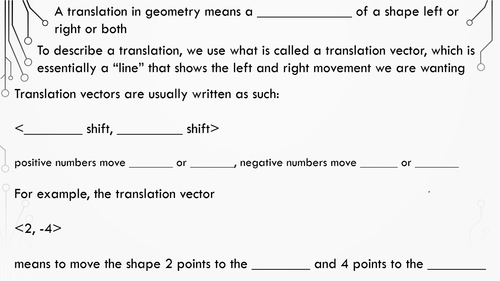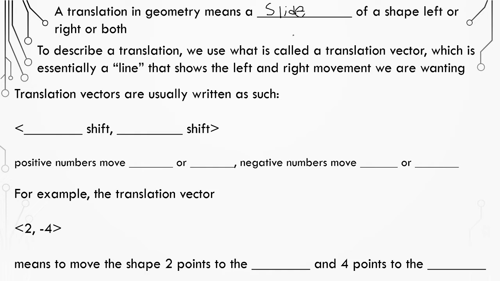So when you translate something in geometry, it's not like you make it into a different word or anything like that. Translating means that you're going to shift, or probably a better word would be to slide an object or a shape left, right, or both. So when you slide or push an object left, right, or diagonally even, that's what's called translation.